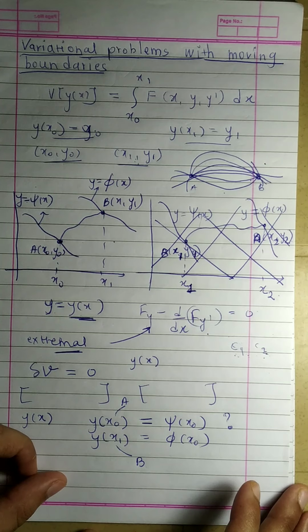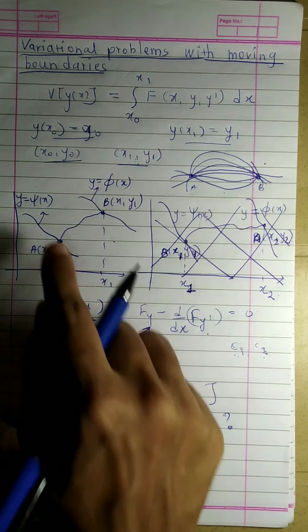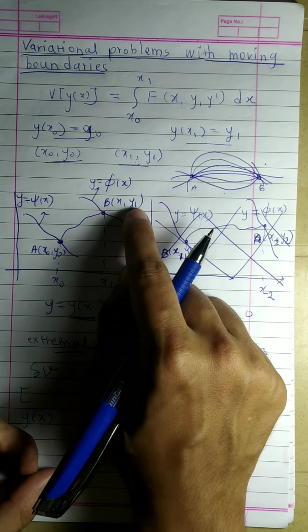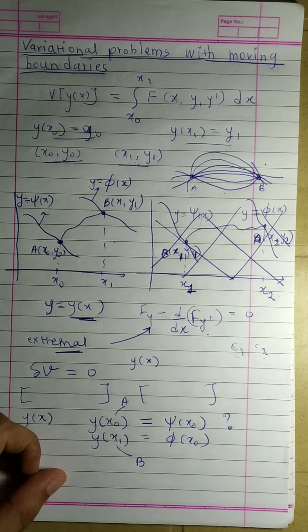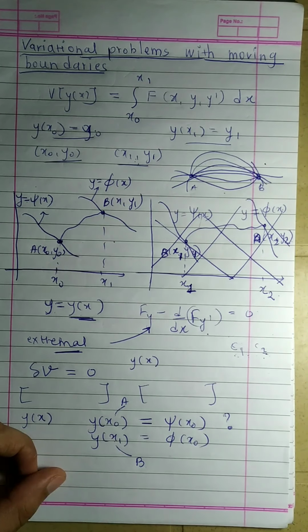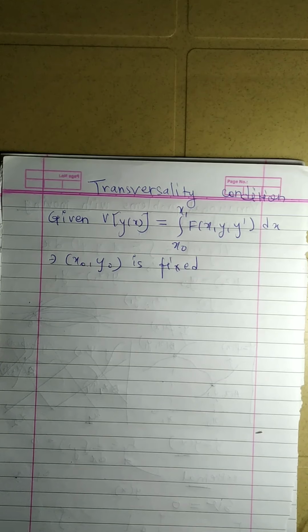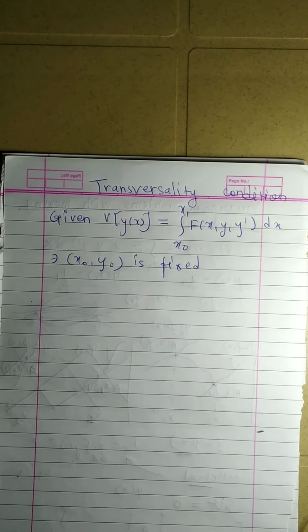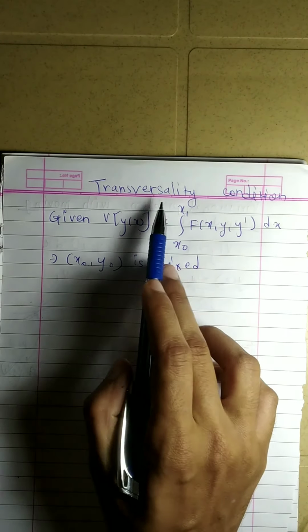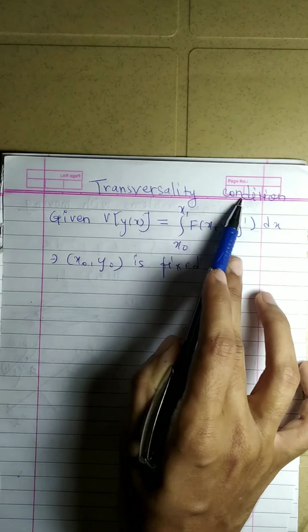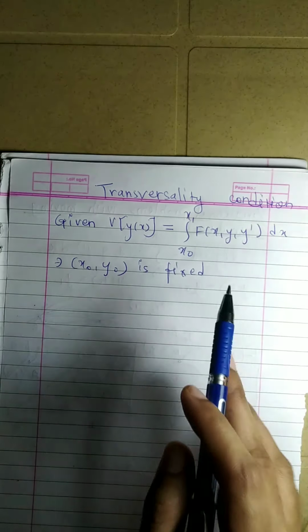Here the extremal curve is said to be transverse to the boundary curves xi of x and phi of x. It is to be noted that the extremal curve will have its boundary points on the given curves respectively. The relation between the extremal curve and the boundary curve is called the transversality condition. Okay, so it's the transversality condition. How we derive this transversality condition, we will see in the next video.